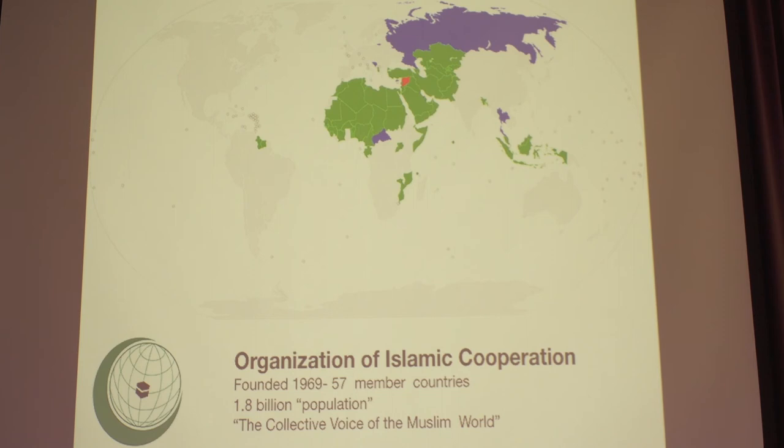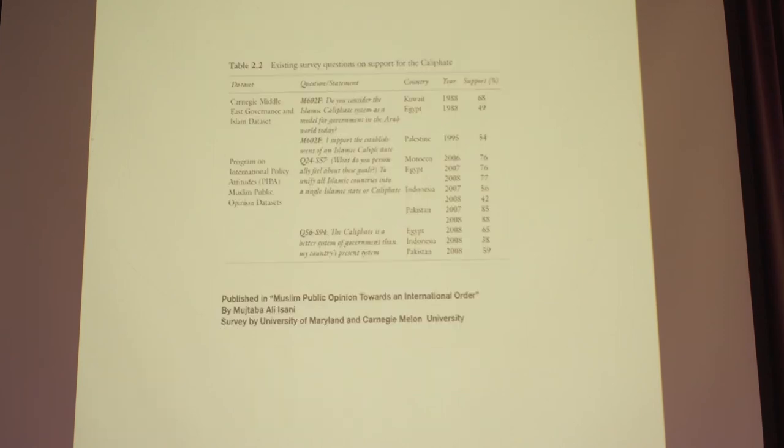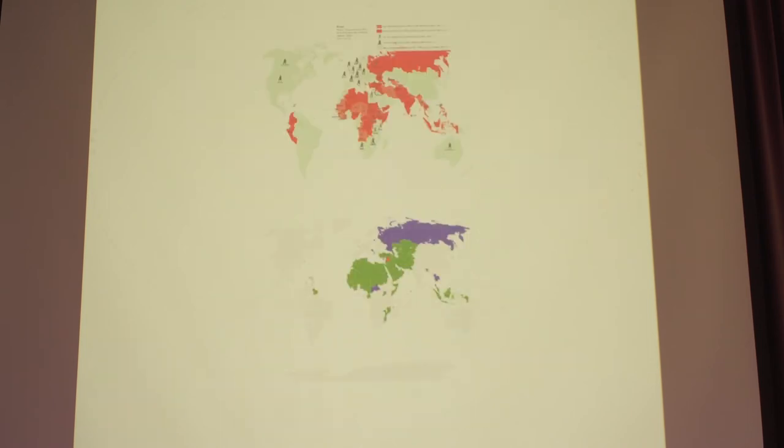And you see that Syria has been excluded. This is a survey of Muslims in different countries, Kuwait, Egypt, Palestine, conducted by Carnegie Mellon and Maryland State University, asking questions like, do you support the establishment of an Islamic Caliphate state? And if you look at countries like Pakistan, it's 85% in 2007, but these are also countries that have deep political instability.